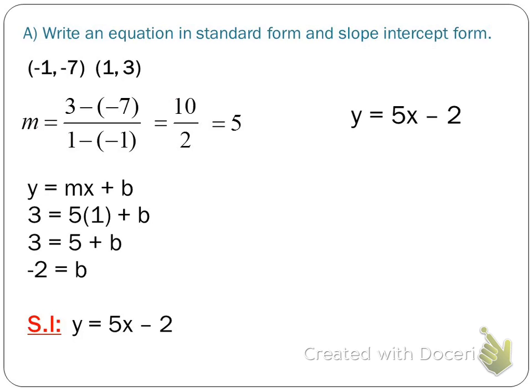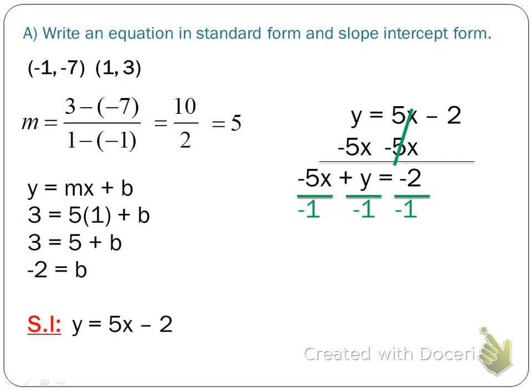Now we want to get it into standard form. So you got to get that x up front. So we'll subtract 5x from both sides. That's negative 5x plus y equals negative 2. What's the problem here? The negative. So you can either multiply everything by negative 1 or divide everything by negative 1. Either way, you're just changing all the signs. Yesterday I wrote it as multiplying. Today I'm going to write it as dividing just to show you that both of the options work. Okay? Any questions?